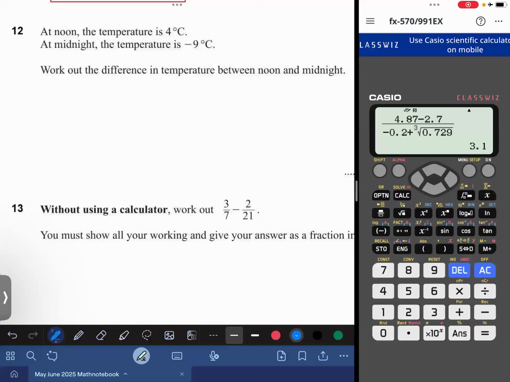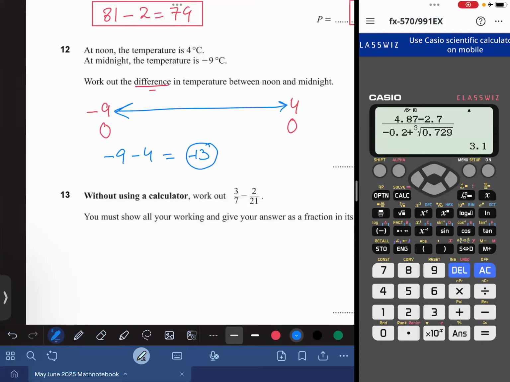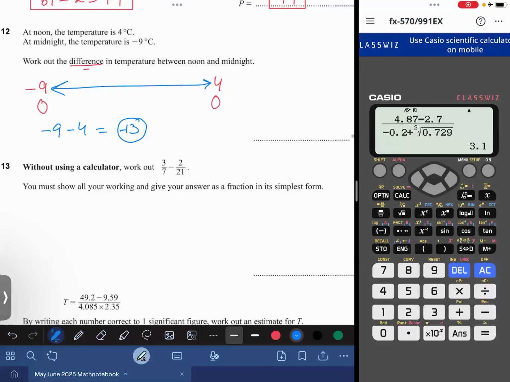Okay, difference means minus, okay? Difference means you have to tell the gap, beta. -9 is here and +4 is here. Agree or not, Afreen? Yes, sir. You need to tell the distance between them. Okay, that is what a difference is. So -9 minus 4 is 13. Don't write -13. The difference is 13 Celsius between the noon and midnight temperature.